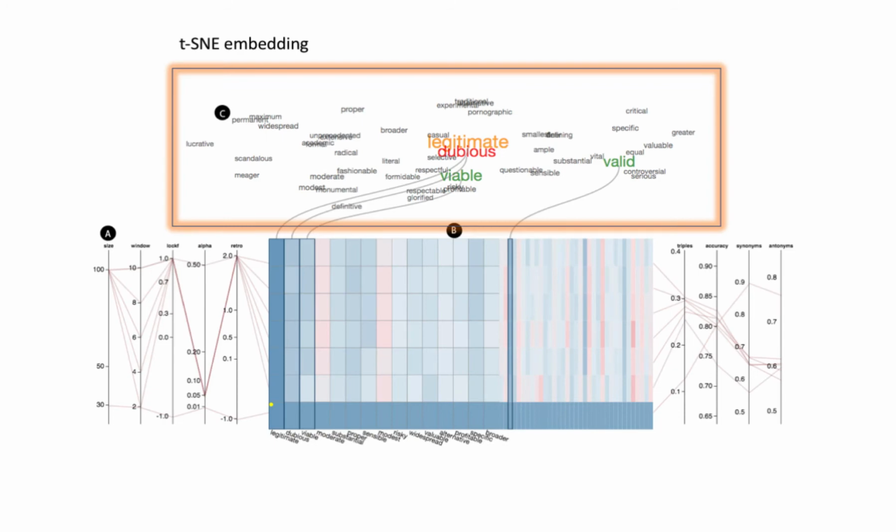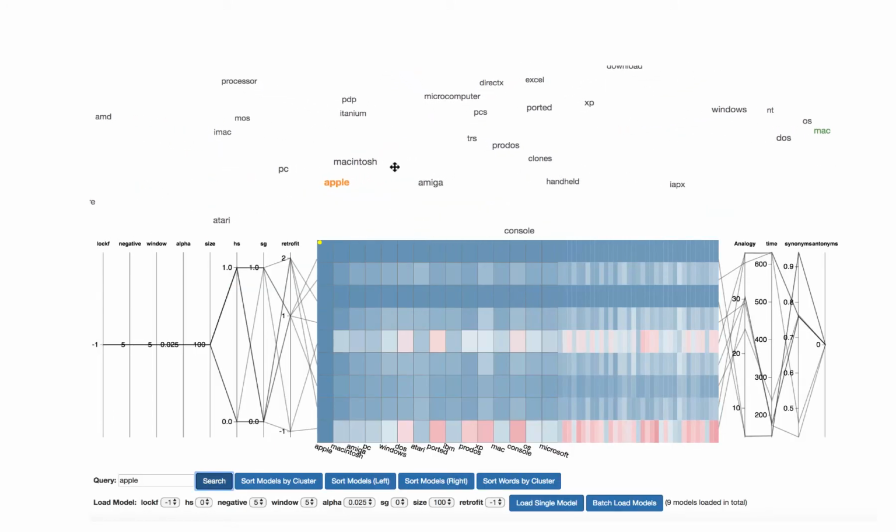A second panel provides an embedded view of terms. Given an input query, the interface displays the nearest neighbors of that term. The view is interactive, supporting zoom and panning.